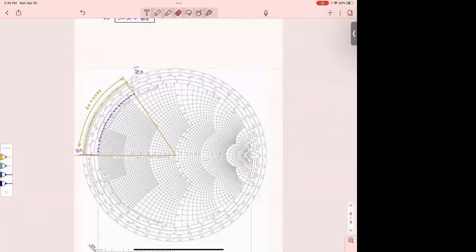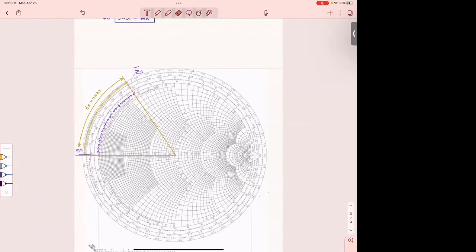Now, let's assume that at this moment we don't know yet whether we're going to select a short or an open. Let's assume that we select a short. A short in impedance means that we are here at 0, all right? When the stub is shorted, it means that the load is 0 right there, short circuit.